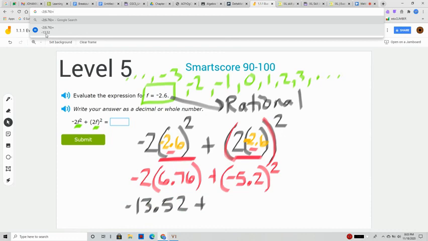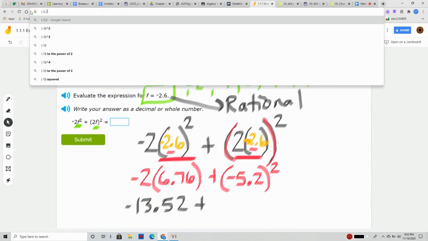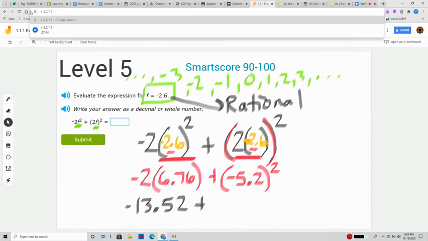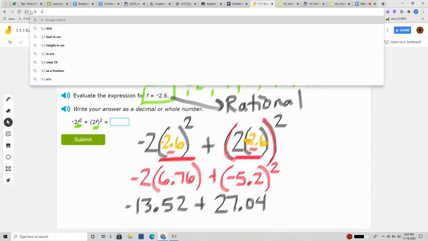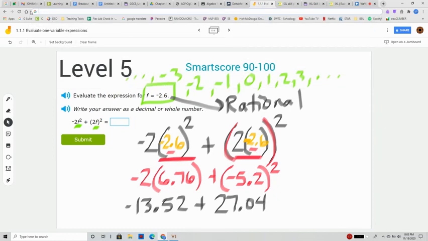And now -5.2. And we could type it just like you see with parentheses, -5.2 to the second power. And that's 27.04. And then, of course, adding those, I know the answer is going to be positive because the negative number is smaller. So when you're adding a negative plus a positive, the sign will be whichever number is larger. So in this case, it will be a positive answer.